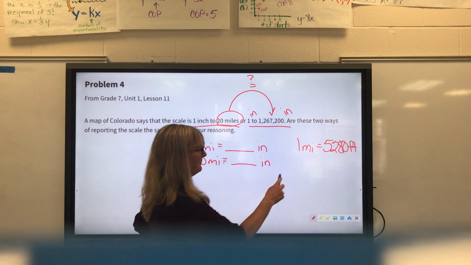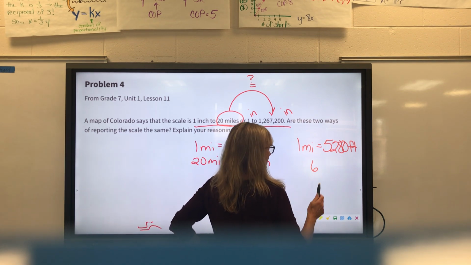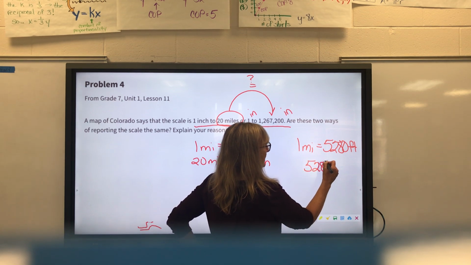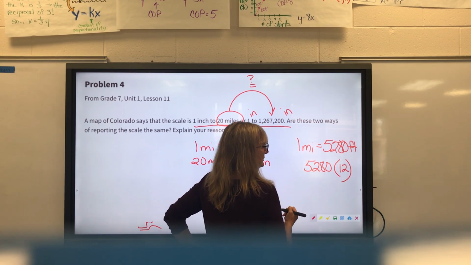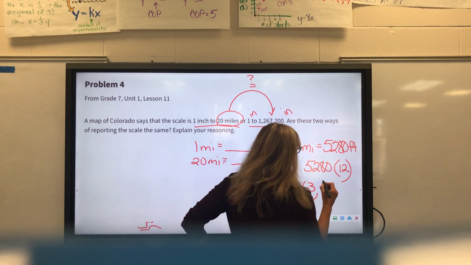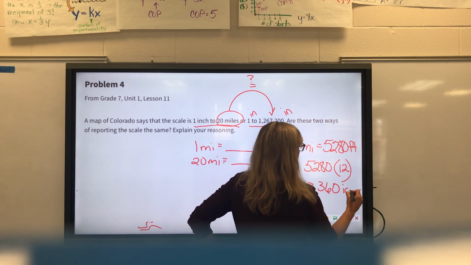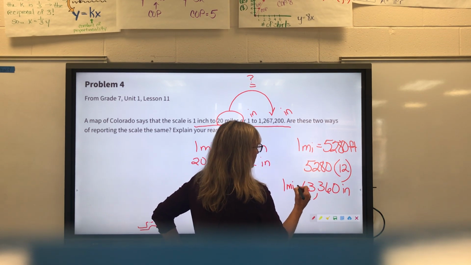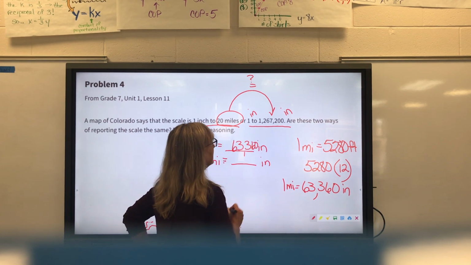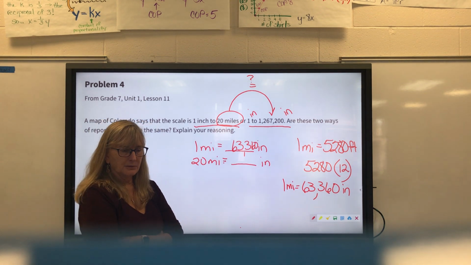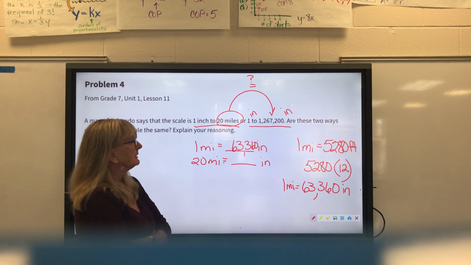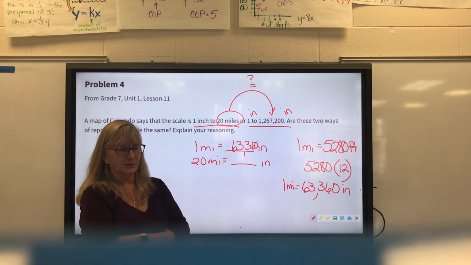63,000. Yep, you multiply this times 12. So I'm going to take 5,280 times 12. And that's going to give me 63,360 inches. So 1 mile equals 63,360. So 20 miles is going to equal, what are we going to do now to figure out 20? Multiply 63,360 by 20. Yes, do that for me.